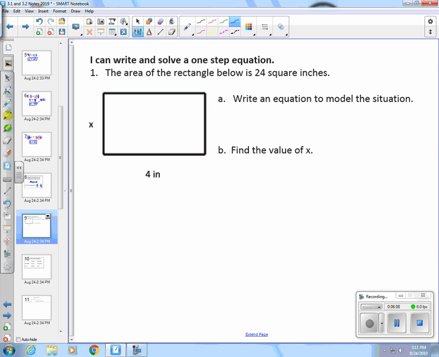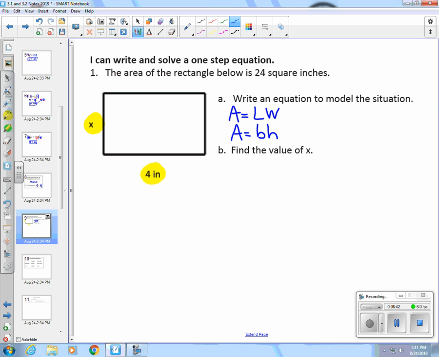I can write and solve a one-step equation. We have the area of a rectangle that is 24 square inches. We need to write an equation that's going to model the situation. We can see that we have x for a length and 4 inches for a width. We know that the area of a rectangle is the length times the width, or if you want, area is the base times the height. Both are the same idea.